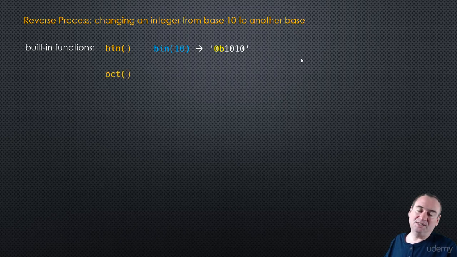It also provides us a function for octal, base 8. So if we do oct of 10, we get 0o12. Right? So 10 base 10 is the same thing as 12 base 8.